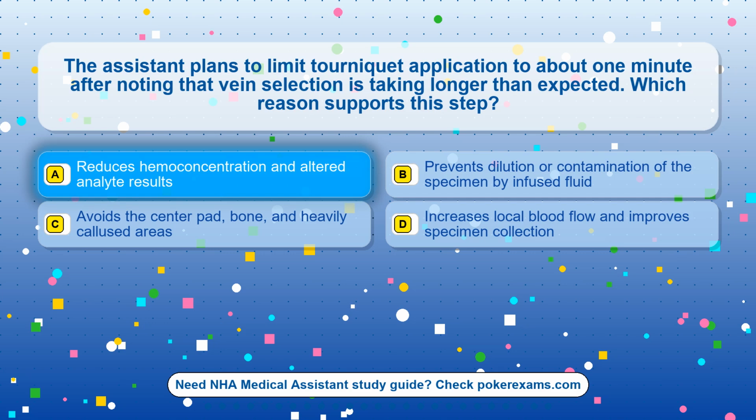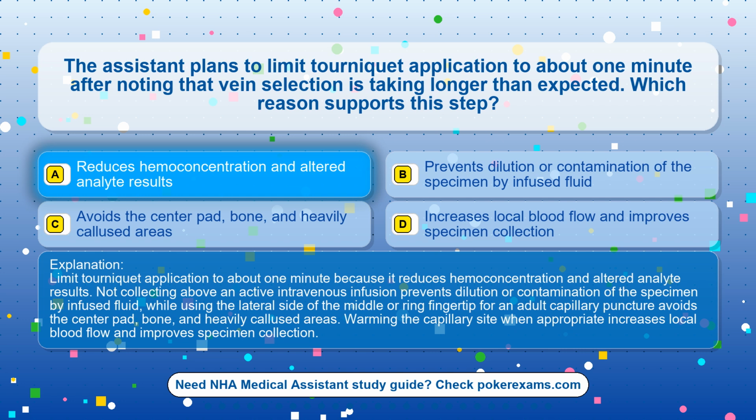The correct answer is option A. Reduces hemoconcentration and altered analyte results. Limit tourniquet application to about 1 minute because it reduces hemoconcentration and altered analyte results. Not collecting above an active intravenous infusion prevents dilution or contamination of the specimen by infused fluid, while using the lateral side of the middle or ring fingertip for an adult capillary puncture avoids the center pad, bone, and heavily calloused areas. Warming the capillary site when appropriate increases local blood flow and improves specimen collection.